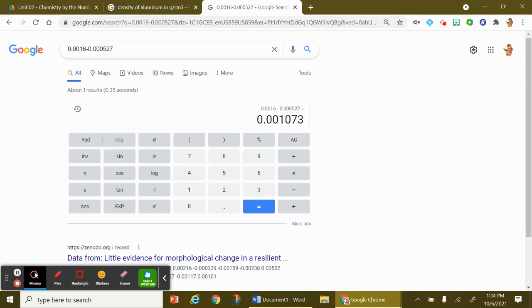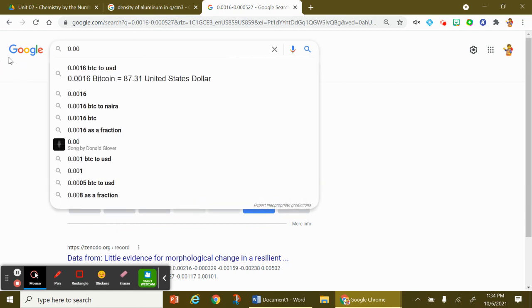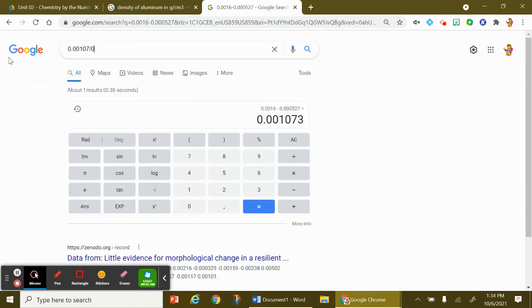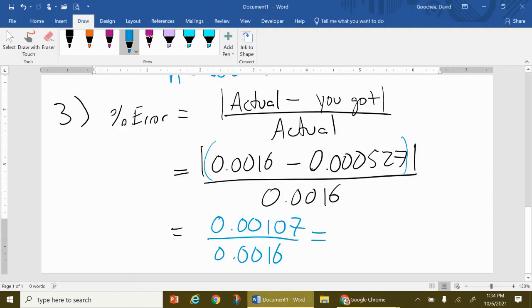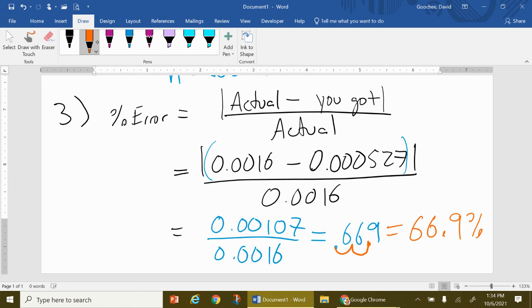What do we get? All right, let's see here. 0.00107 divided by 0.0016. I get 0.669, okay? So my answer is 0.669. As a decimal, guys, bounce this once, bounce this twice. This is 66.9% error.